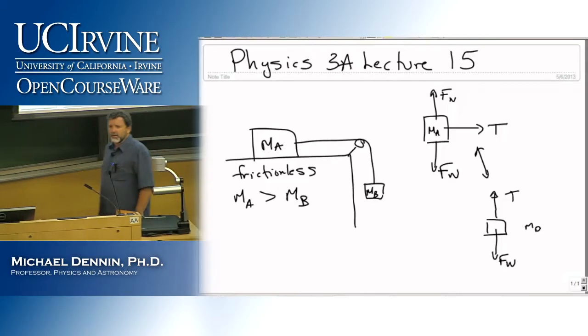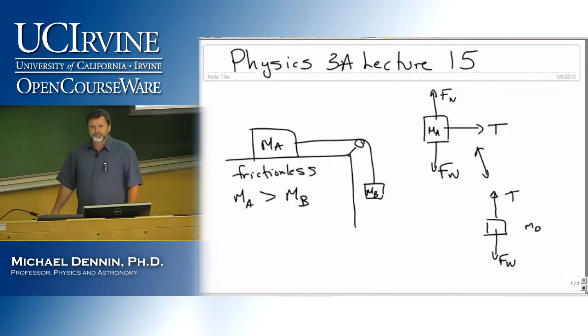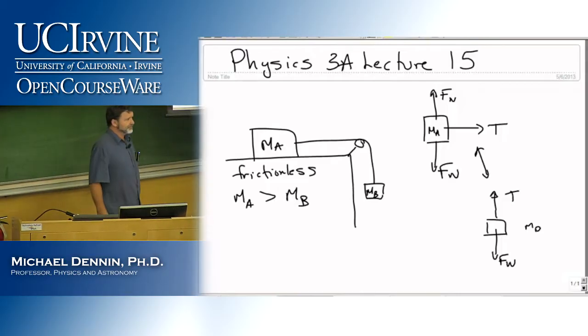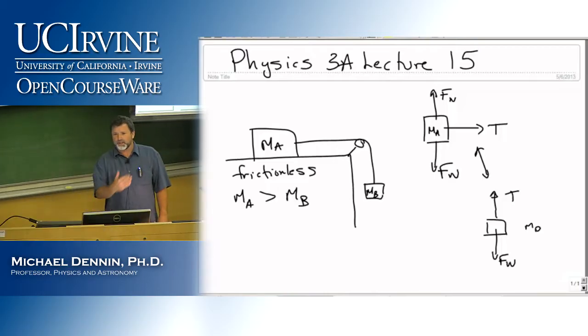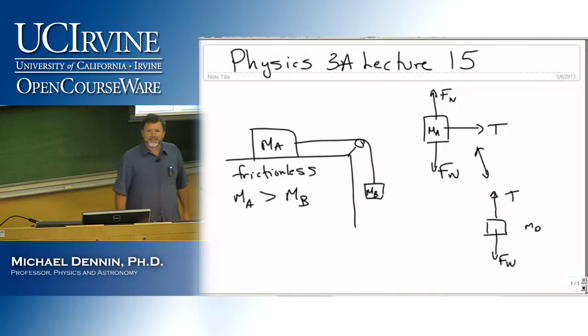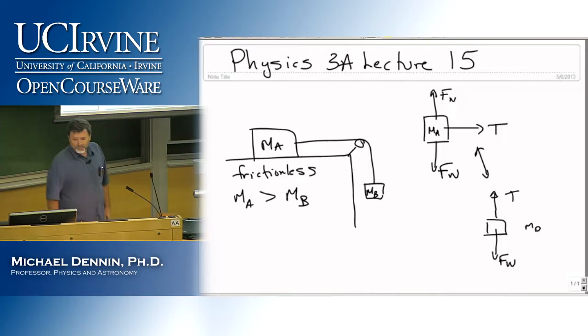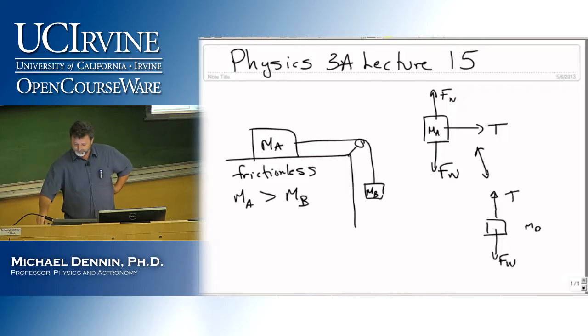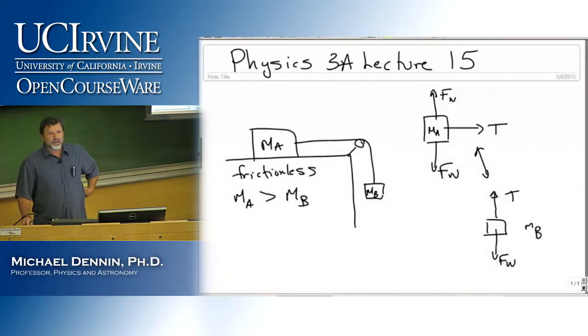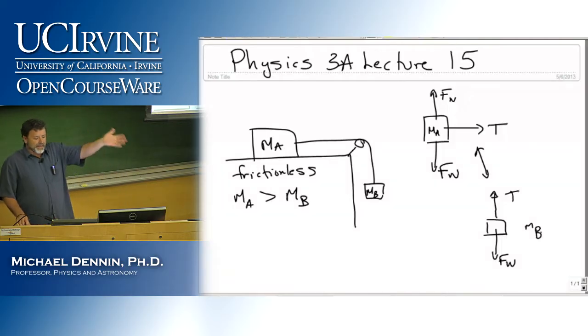What is wrong with that current drawing? Besides the fact that T is a little crooked because I can't draw straight. What's wrong with that drawing? Mass B is accelerating. In fact, both masses are accelerating. How do we know that? Now, a number of people wrote back, but mass A is bigger than mass B. Why does that not matter?